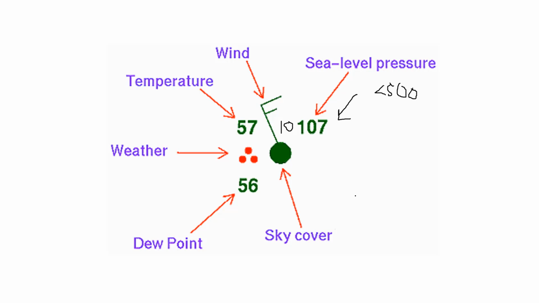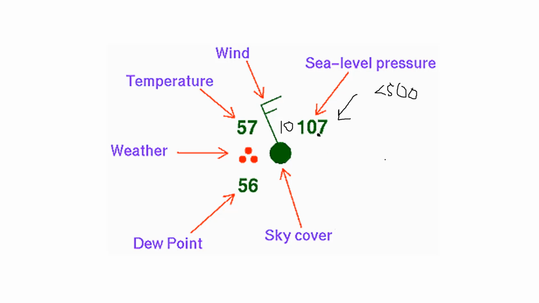So you stick a 10 ahead of the first digit. That's the first thing you do. The second thing you do is you place a decimal between the last two digits. And there's your pressure, 1,010.7 millibars. Now, Terrence, what would happen if this number was greater than or equal to 500? Well, I'm glad you asked.